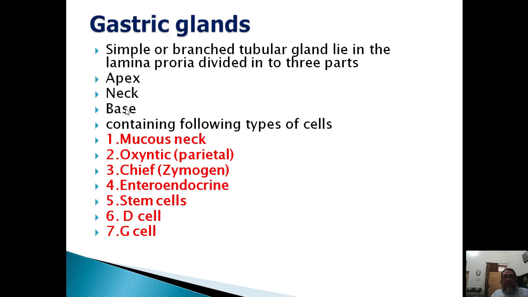Now, this gastric gland contains the following types of cells, which have their specific function to perform during digestion. The first is the mucous neck cell, second is the oxyntic parietal cell, third is the chief zymogen cell, then the enteroendocrine cell, then the stem cell, sixth is the D cell, and seventh is the G cell, the gastrin-releasing G cell. Now we discuss one by one, briefly, all these cells in the gastric gland.